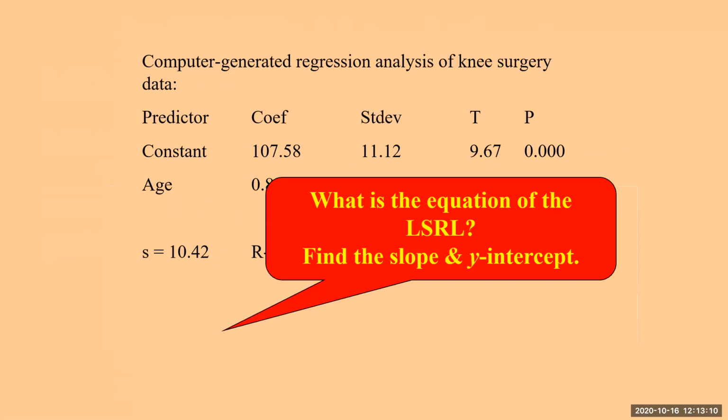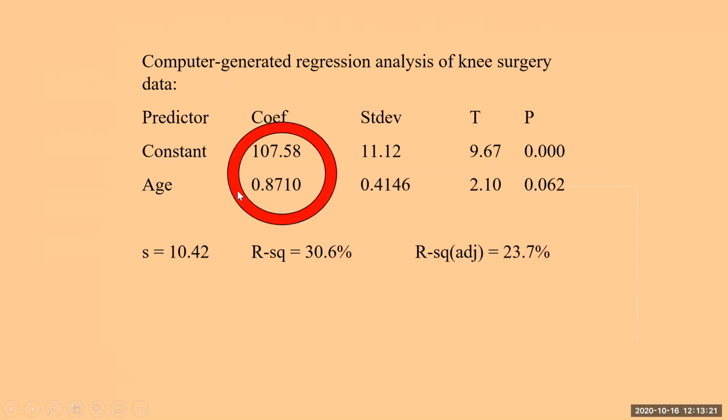How do we find the equation of the least squares regression line? We need to find the slope and the y-intercept. Remember, a slope will typically be labeled something in relation to the problem, which is age. So our slope here is 0.8710. The y-intercept here is labeled constant at 107.58. So y hat equals 107.58 plus 0.8710x.